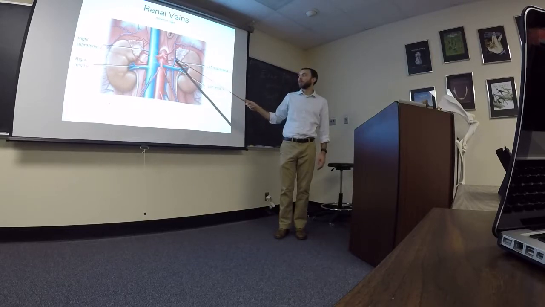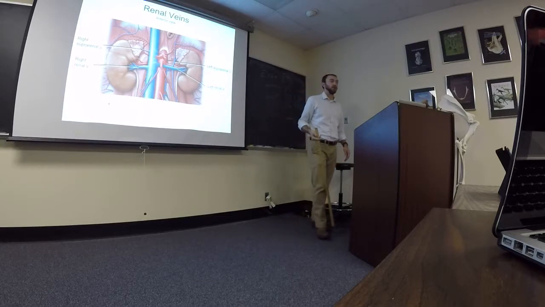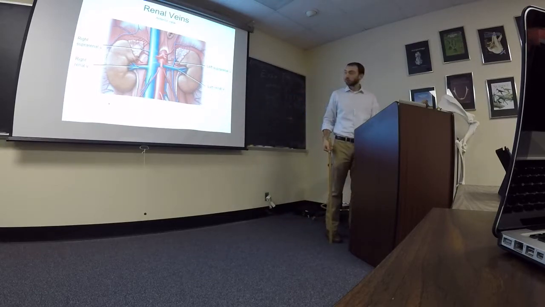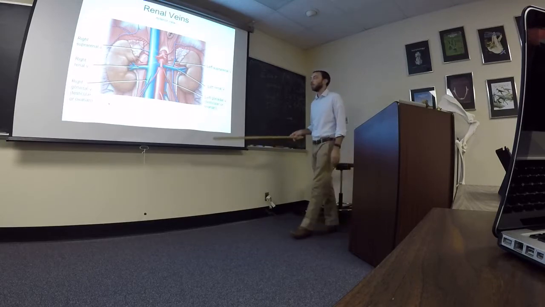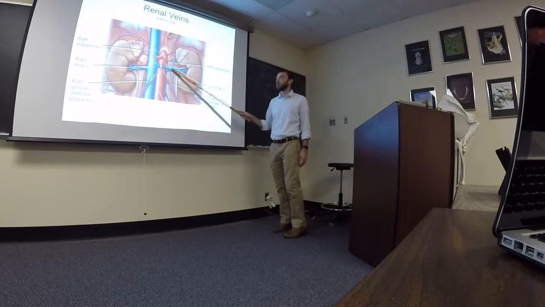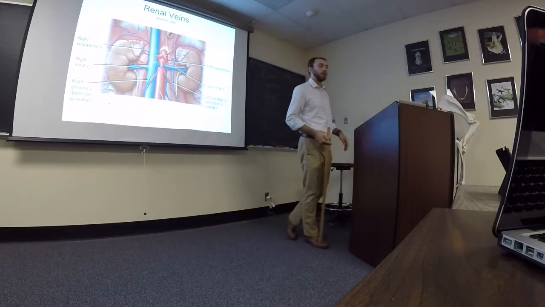On the left side, that's a really far distance to go, and there's this giant celiac trunk in the way. So on the left side, the left suprarenal is just going to drain straight down into the left renal. And the same is true for our right and left gonadal veins. On the left side, it will drain into the left renal. On the right side, it will drain directly into the inferior vena cava.